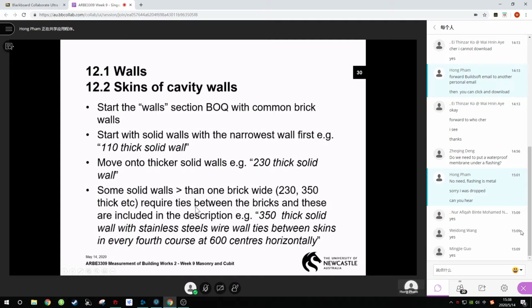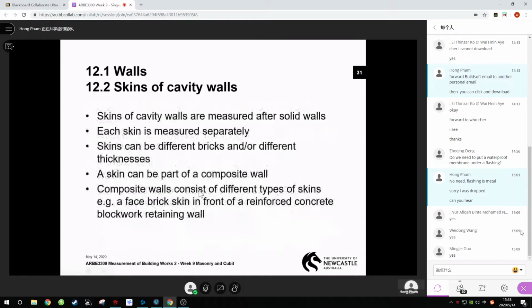Slide 31, after you've measured the solid walls, and I always use the term solid, then you work under skins of cavity walls. Each skin's measured separately. So if you've got a cavity wall that runs around the outside of a building, you'll measure it twice. Inside and outside skin are measured separately. Often they're different bricks, so they have to be measured separately anyway. But you describe each of them as the skin of a hollow wall.